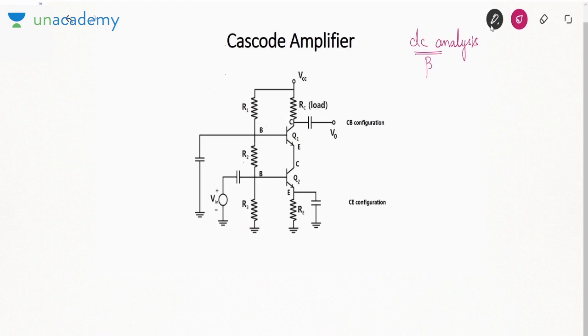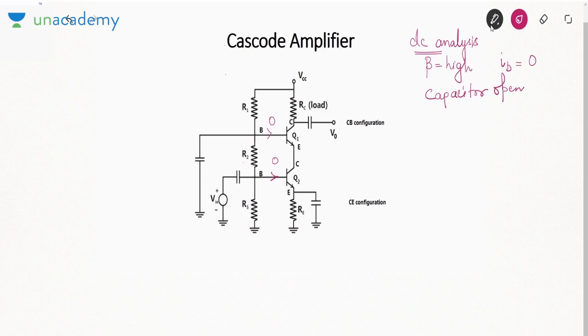For that, I assume that beta is high. I told you whenever you see beta is high, you take base current to be 0. So this base current will be 0. In DC analysis, your capacitors will be open.